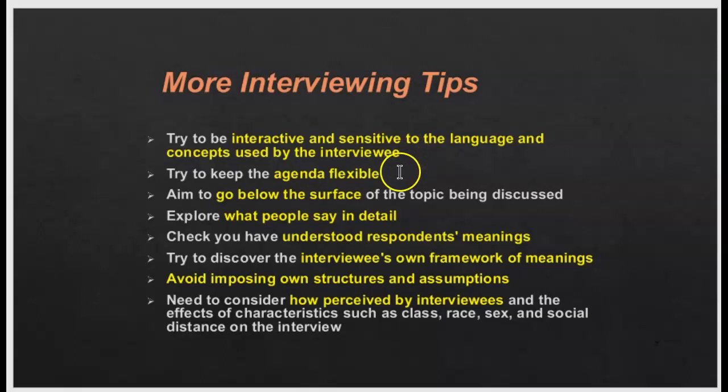You want to try to keep the agenda flexible. If it goes a little long, it may go a little long. If it goes a little short, it may go a little short. It's a live moment situation.